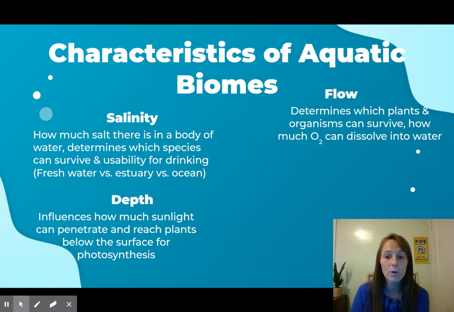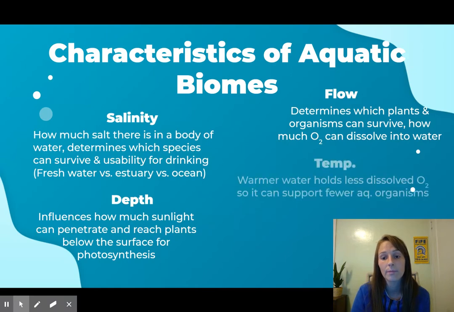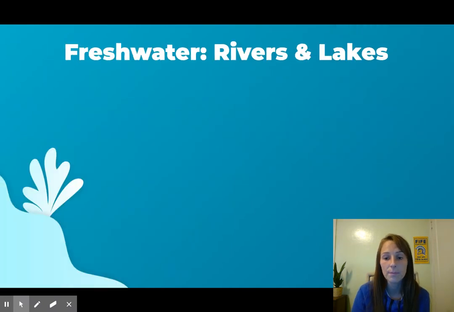Additionally, the flow, which is going to determine which plants and organisms can survive, versus also how much oxygen can be dissolved into the water. We also have a major characteristic of temperature, because warmer water holds less dissolved oxygen. So that means that there can't be as many organisms in it, because remember that even aquatic organisms breathe in oxygen. And so they are going to need that dissolved oxygen in order to survive and do cellular respiration.